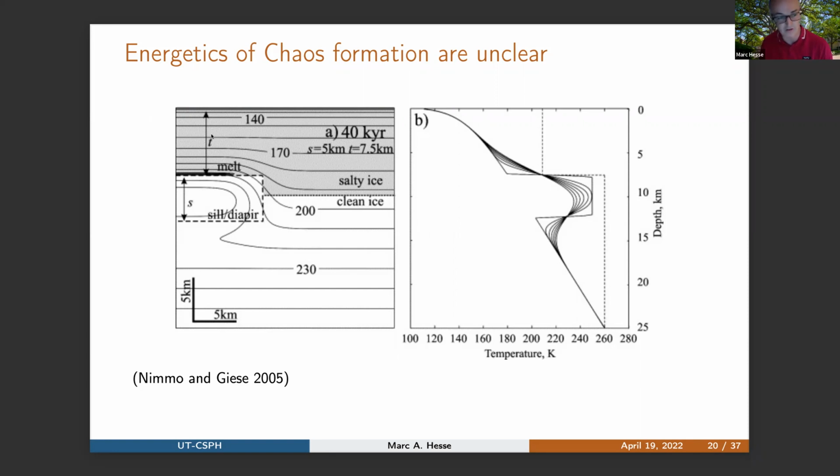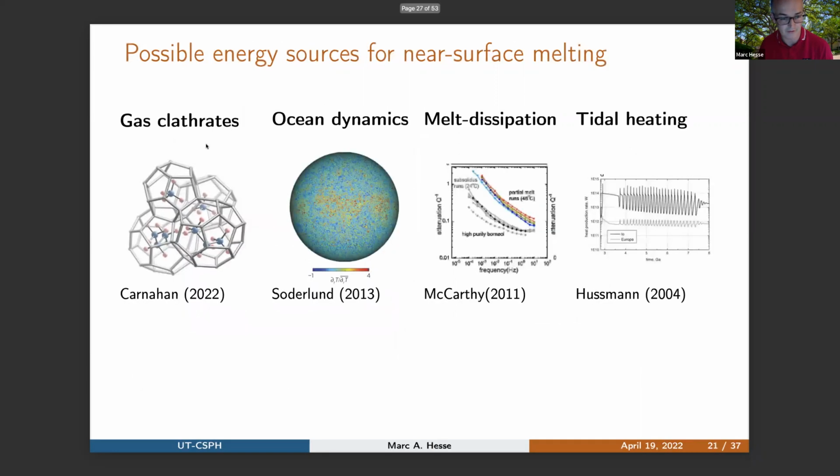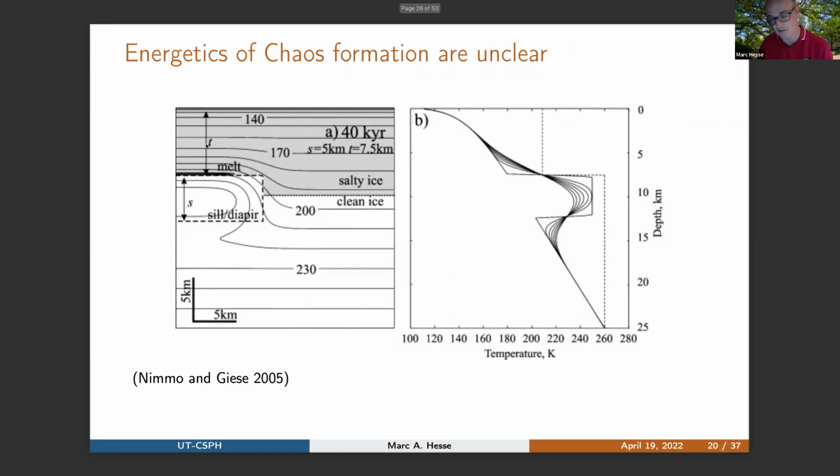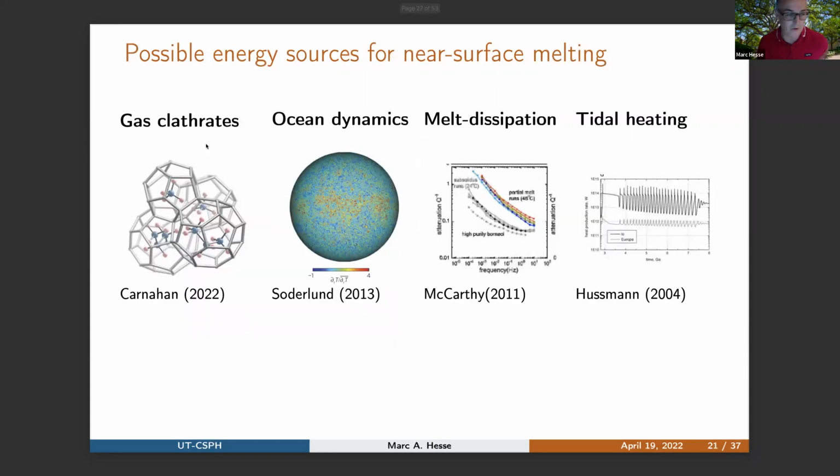You need a lot of energy to warm up the ice. And even if you have salts present, you still need the latent heat to generate vast amounts of melting near the surface. So the question is now, where can this energy come from? And again, this is not the problem we've wanted to solve, but this is where the discussion always goes. So I think there are different options here, right?